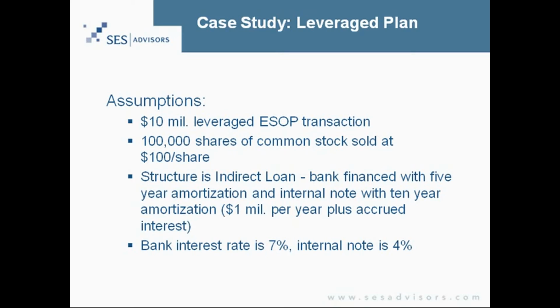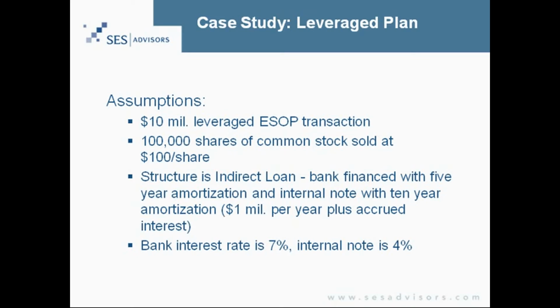finances this transaction by making a 5-year loan to the company. And then we've in turn done an internal note with a 10-year amortization of $1 million per year plus accrued interest. And these internal notes are typically structured with debt payments occurring only annually, just to ease the administrative burden of recording these transactions. And of course, the bank debt is more likely monthly or quarterly payments.